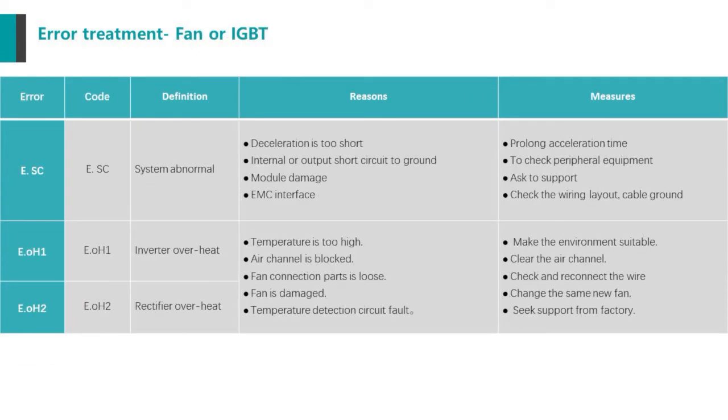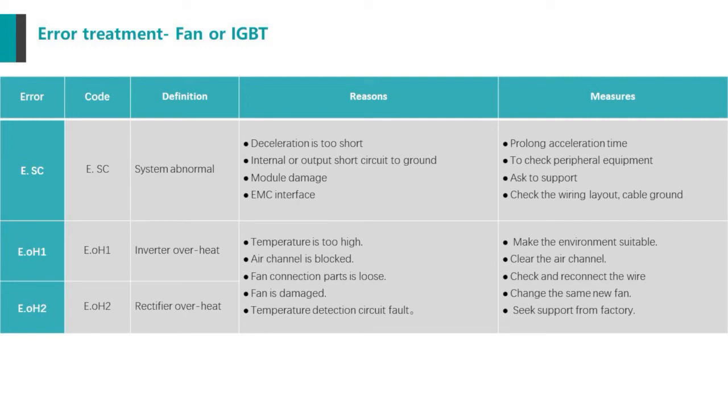There are also some other popular faults like the E.SC fault, the system abnormal, or the OH for overheat. For the SC system abnormal, the most general problem is that the IGBT is damaged. We know IGBT is the central part of the VFD. If the IGBT is damaged, you will find the inverter displays the SC fault directly. It could also be some short circuit in the system or even some EMC interference.